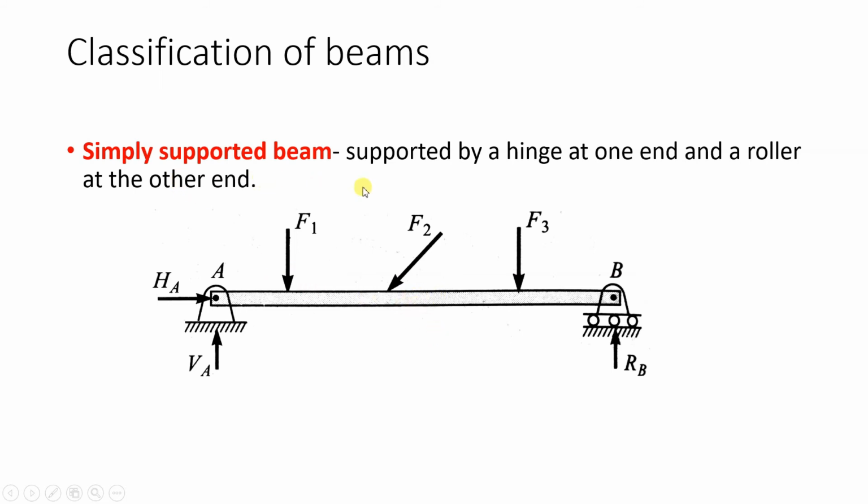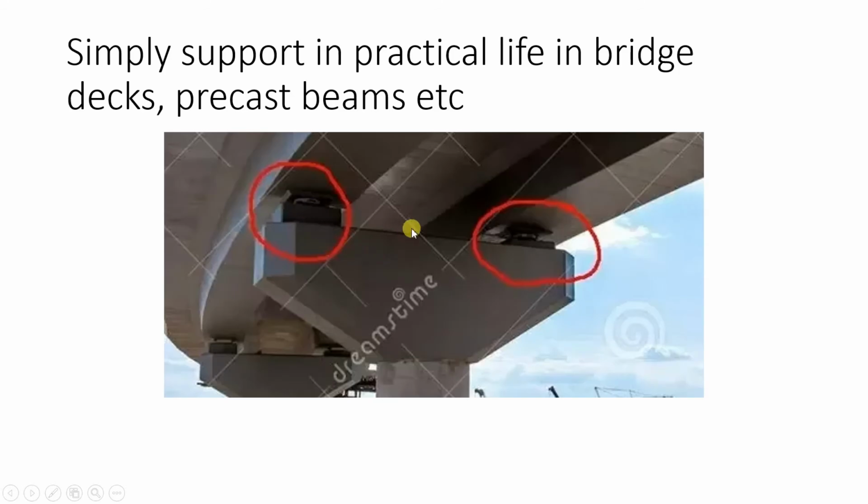So this is a simply supported beam, when one end is supported by a hinge support and the other end is supported by a roller support, that is called a simply supported beam. Here you can see on the bottom side, this is a flyover or a footover bridge, or you can say a metro bridge. Below that, this support you can see, this is a simply supported beam.